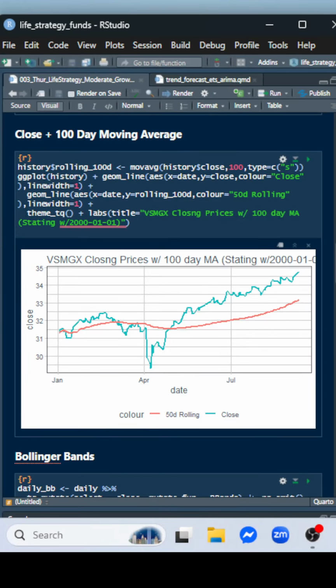This evening, this is Thursday. That means it's time for our LifeStrategy Moderate Growth Fund. So let's get started here quickly. Two parts this evening: stock charts and then forecast and a quick review of the returns, okay?